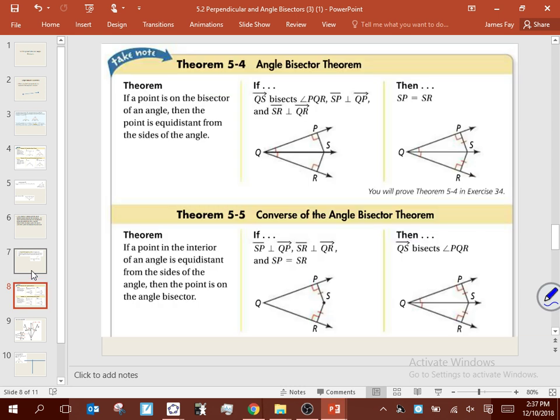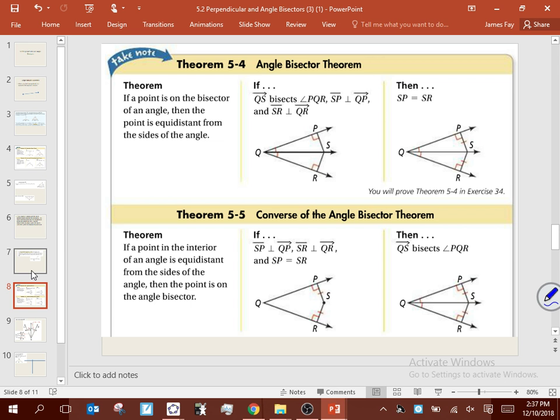All right, so we get to this theorem. It says if a point is on the bisector of an angle, then the point is equidistant from the sides of the angle. Now you're going to see here in a moment why we had to talk about that last idea so we can address and understand this idea.